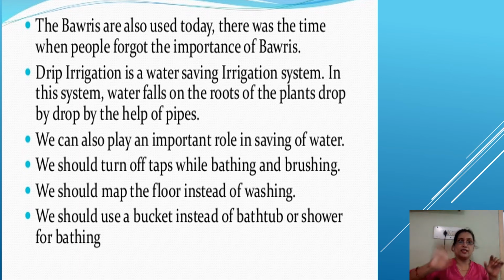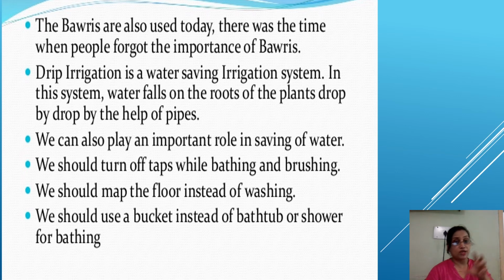Drip irrigation is a water saving irrigation system. In this system, water falls drop by drop on the root of the plant. And nowadays, technology is in your hand, and you can use it to find out how different ways are being discovered, so that there is less use of water and more production. People are using different ways of conserving water. So we can also play an important role in saving water.